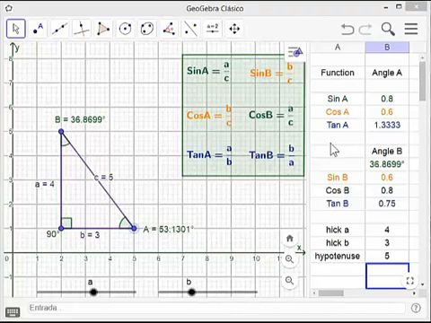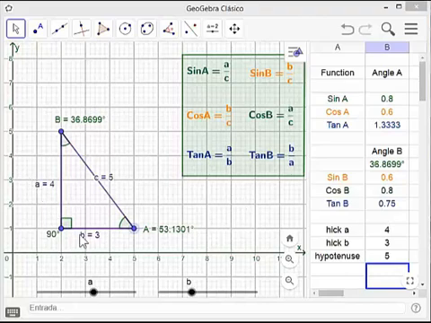To get the results for the angle B, let's observe that. Sine of B equals 0.6, cosine of B equals 0.8, tangent of B equals 0.75. Sine of B equals 3 over 5 equals 0.6, cosine of B equals 4 over 5 equals 0.8, tangent of B equals 3 over 4 equals 0.75.